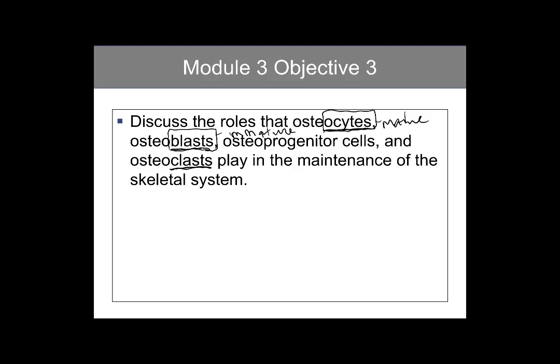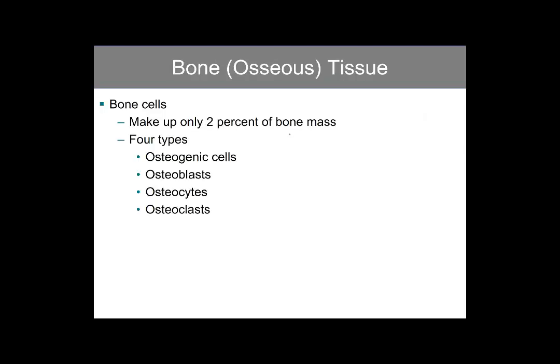And the other ones we'll learn about shortly. Bone cells make up only about 2% of the bone mass, so there are very few cells, and we see this in connective tissues in general. Very few cells, the majority of the volume of the tissue is matrix. And there are 4 types of cells found within bone, and here they are.